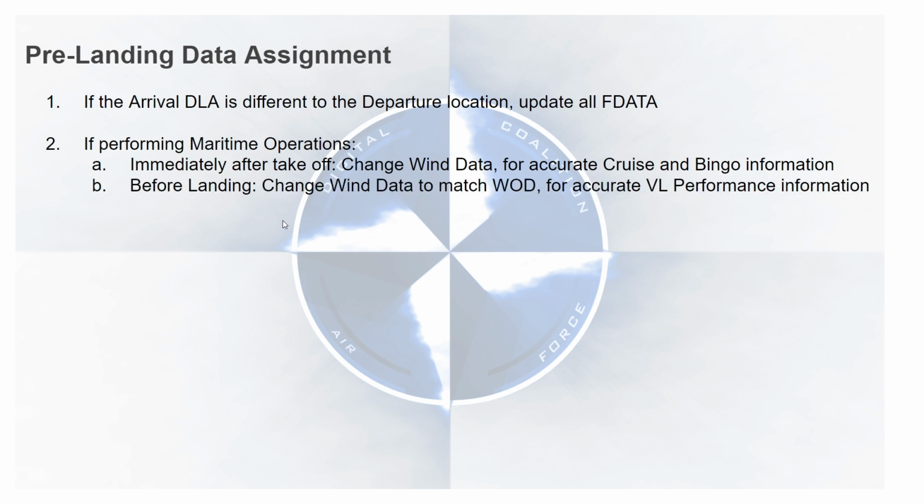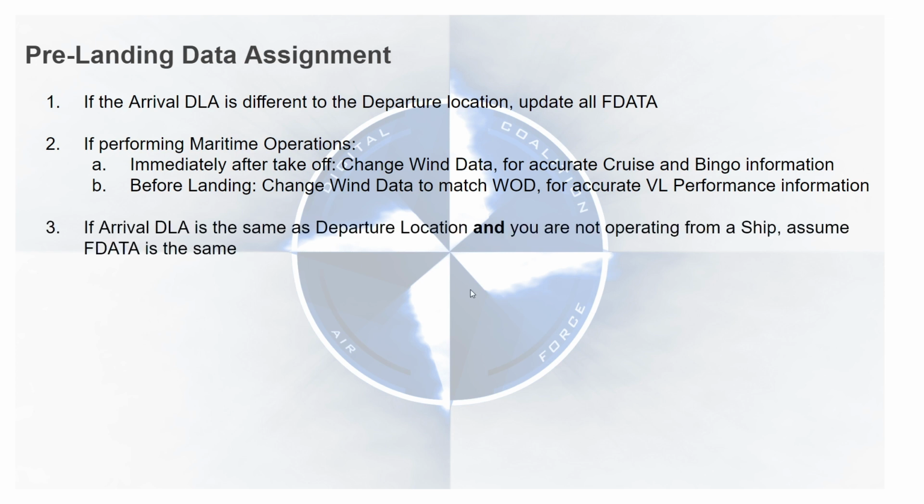But then before landing, again, the carrier is going to have a different wind value because it's steaming into wind, so you need to put it back to matching the wind over deck for accurate vertical landing performance information. If the arrival DLA is the same as the departure location and you are not operating from a ship, you do not need to change the F data, it should remain the same.